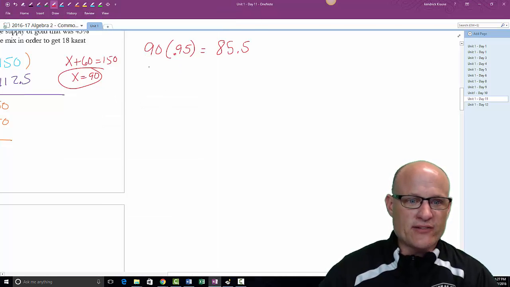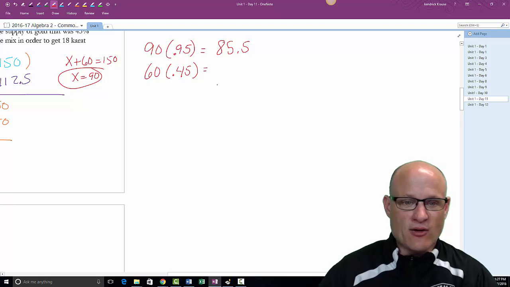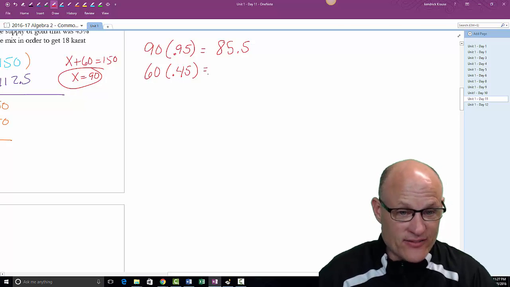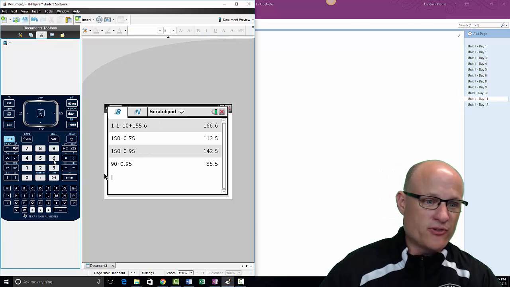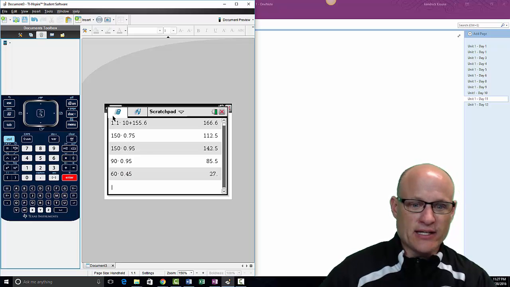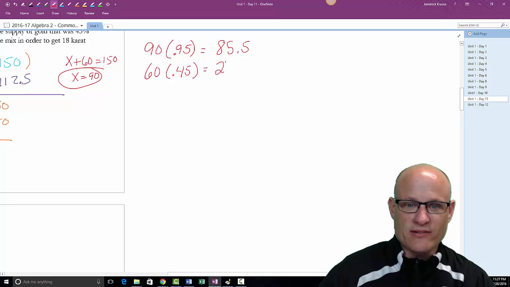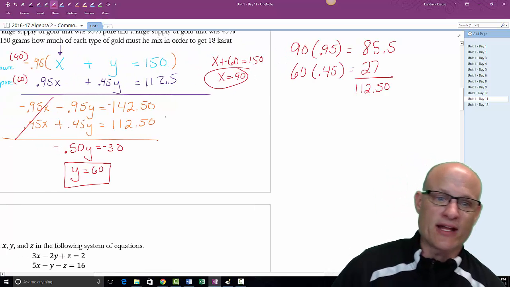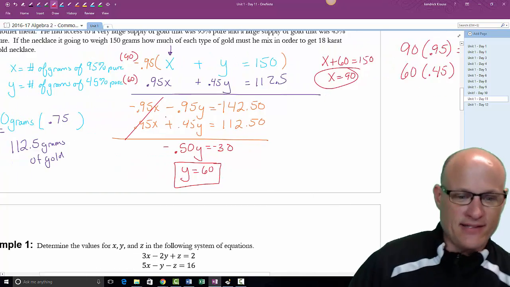So then we're going to take 60 and multiply it by 0.45. Now, 45% of that 60 is gold, so I'll do 60 times 0.45, and I get 27. So that's 27 grams of gold. And if I add that up, lo and behold, I get 112.50 grams of gold. And yes, that's the right answer. All right, kids, that's it for that one.